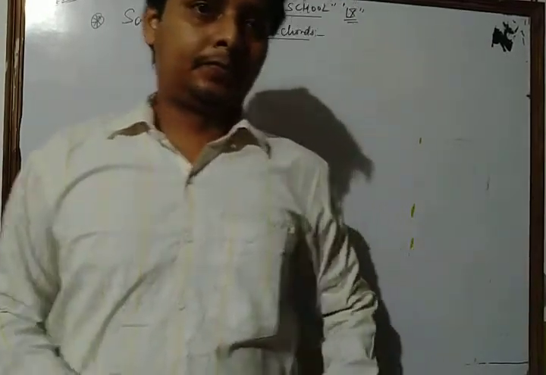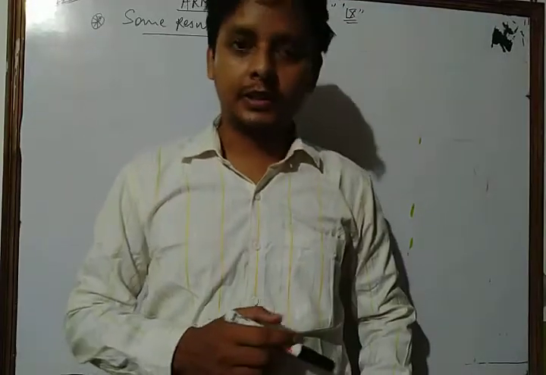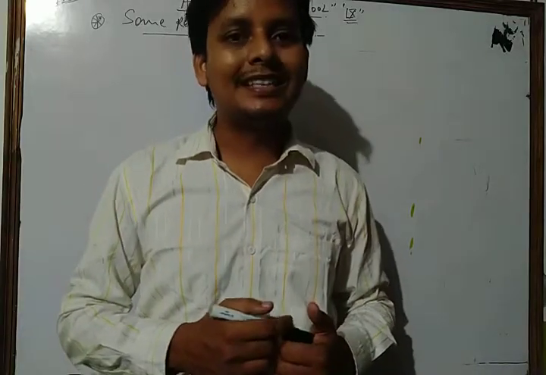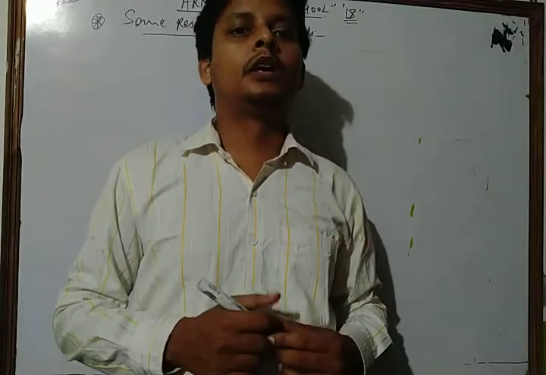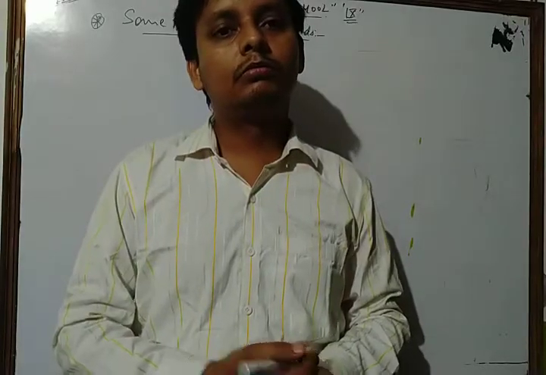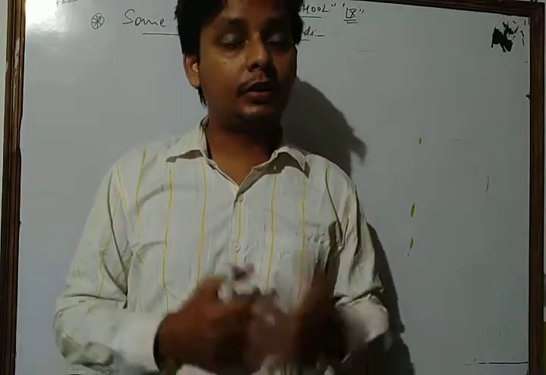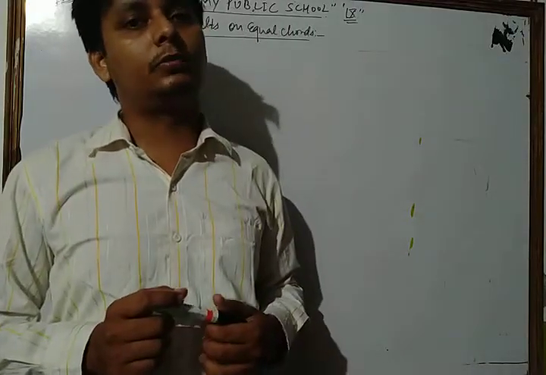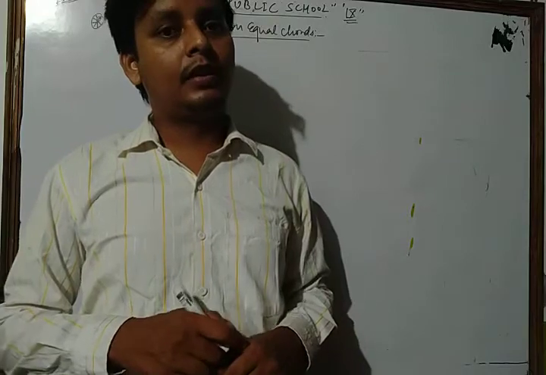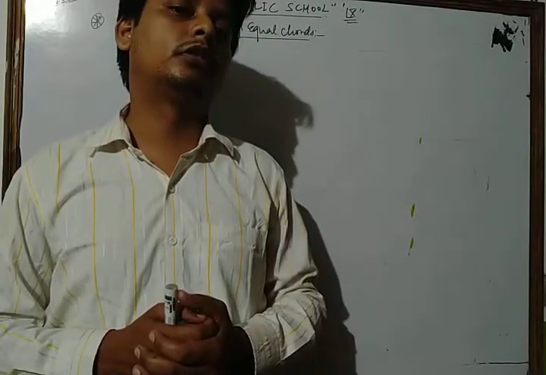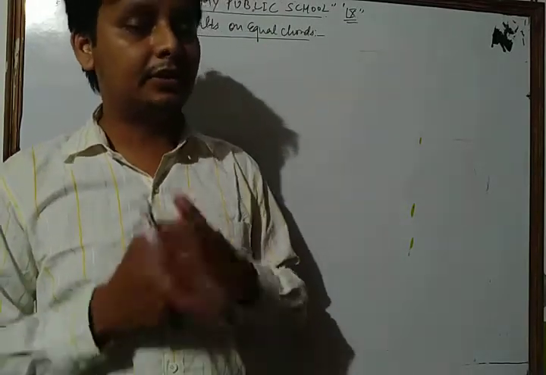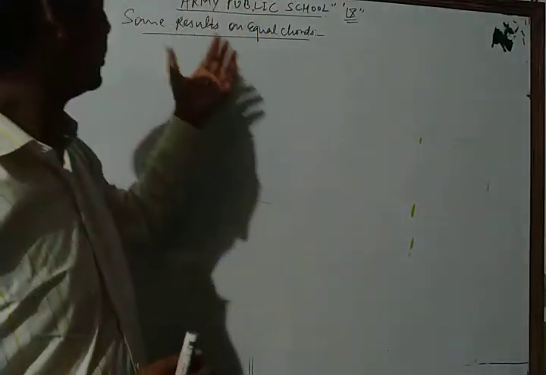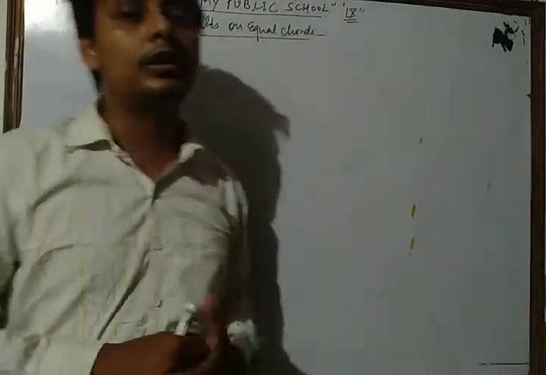In the previous class, we discussed the chapter circle and solved some questions of your NCERT exercise based on some theorems. That is, we know that the perpendicular drawn from the center of a circle to the chord bisects the chord. Okay, we took some questions of your exercise based on that theorem. Today, we are going to discuss some results on equal chords.